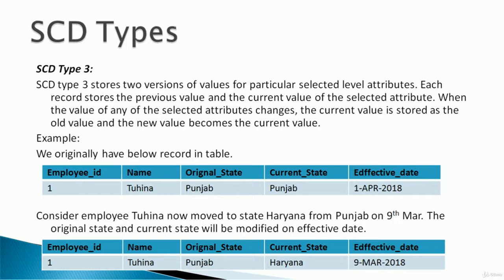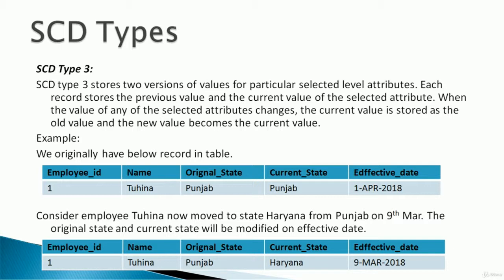This means by using SCD type 3, we can only maintain the first level of history, not all the history over time. We only have the latest history available for that particular record. For example, we originally have the below record in the table, wherein employee ID is 1, name Tuhina, original state is Punjab, current state is also Punjab, and effective date is 1st April 2018 when this record was inserted.